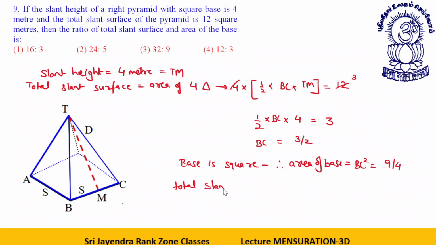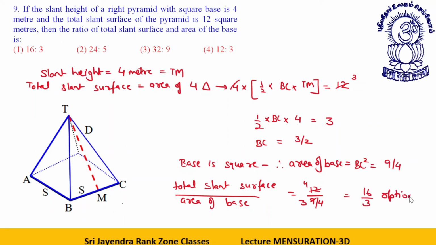Now total slant surface upon area of base. Total slant surface is given as 12, area of base is 9 by 4. So if you cancel this by 3, you get 3, you get 4. This is 16 by 3, which is option 1. Option 1 is the answer. Okay. Clear to all? You can think about it for a minute before I proceed ahead.